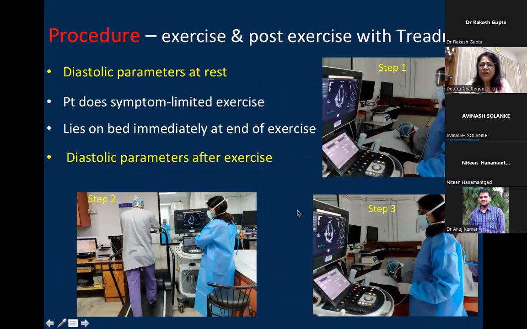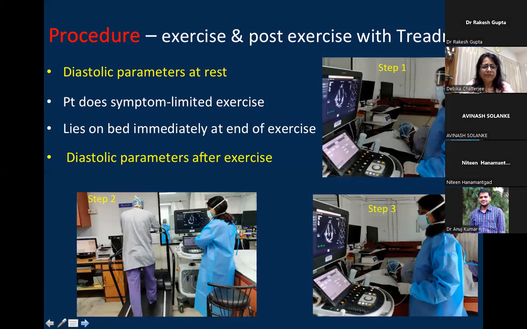Now, let me show how we do it in our lab. What do we do at rest? Step 1, at rest, we get all the diastolic parameters of this particular patient, and then we ask the patient to walk on the treadmill, and the patient is asked to walk till he or she becomes short of breath. So it's a symptom limited exercise. And as soon as he becomes short of breath, the patient lies on the bed, and again I take the diastolic parameters, step 3. So step 1, 2, and 3.